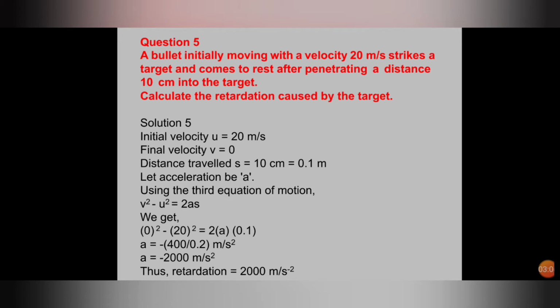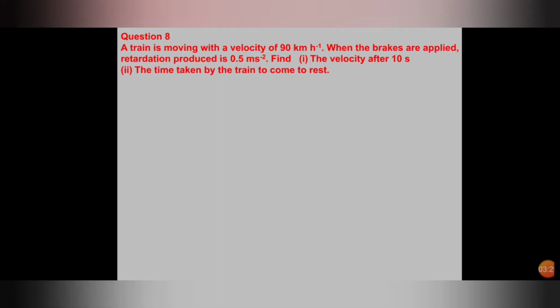That comes a is equal to minus 400 upon 0.2 meter per second square, and that is minus 2000 meter per second square acceleration. Since acceleration is negative, therefore retardation is positive. It is 2000 meter per second square. We come to the next question.